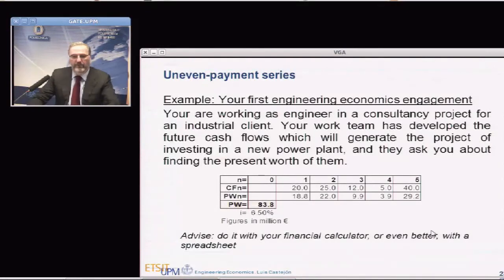Come back to the slides, number 44. So please write in your slide the right numbers of this row, the present worth of every n. GR1 is 18.8, GR2 is 22.0, GR3 is 9.9, GR4 is 3.9, and GR5 is 29.2. And summing up all those terms, the present worth and the correct solution is 83.8 million euros.